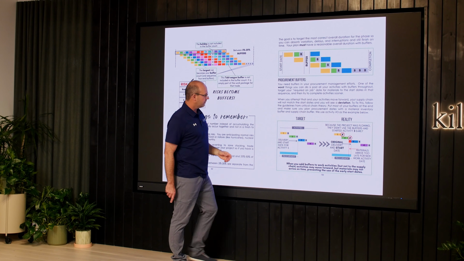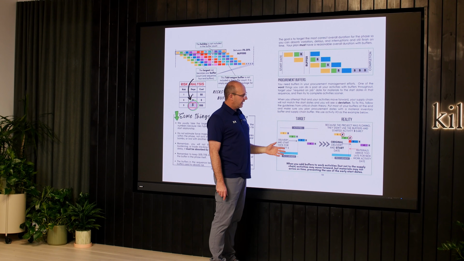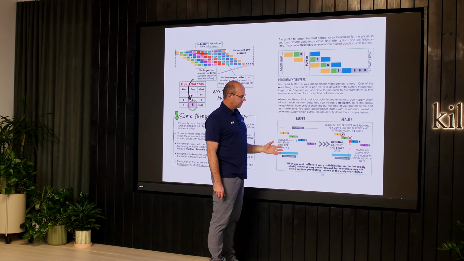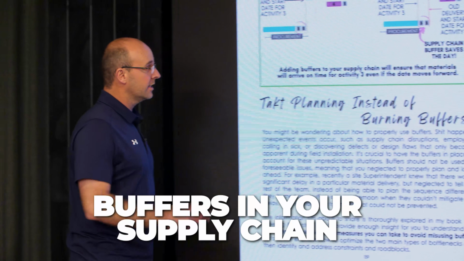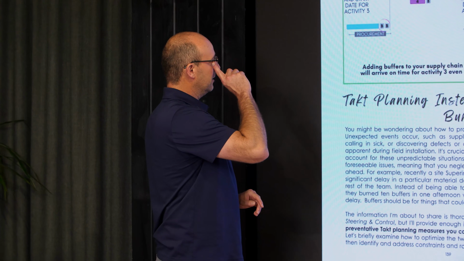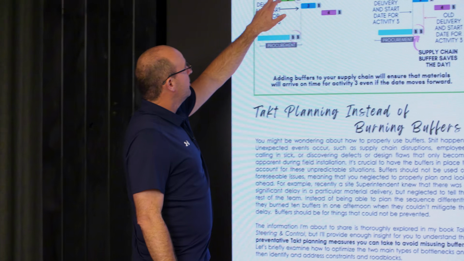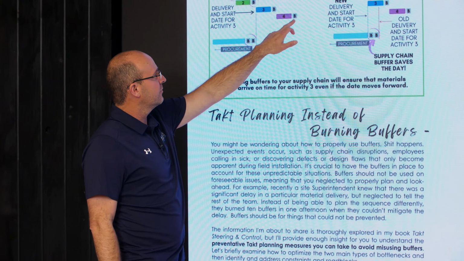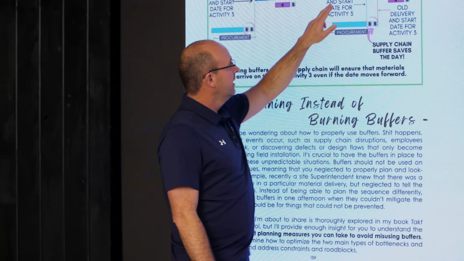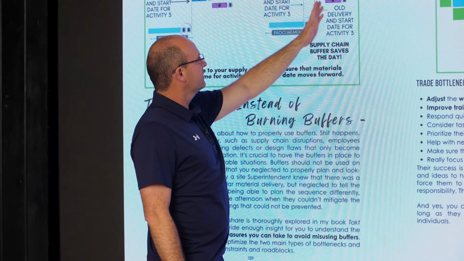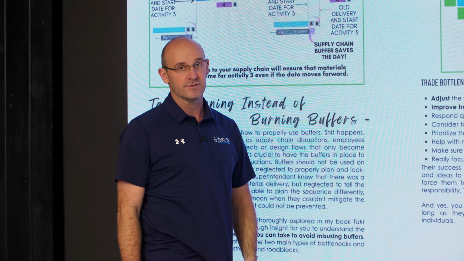Now, the only other thing I want to mention here is when you have a supply chain, you must make sure that you have buffers in your supply chain as well, or you'll end up in trouble. Meaning that if you have buffers inside your phases, you must also have buffers in the supply chain. That way, if you don't need these buffers and it moves forward, you still have your materials, okay?